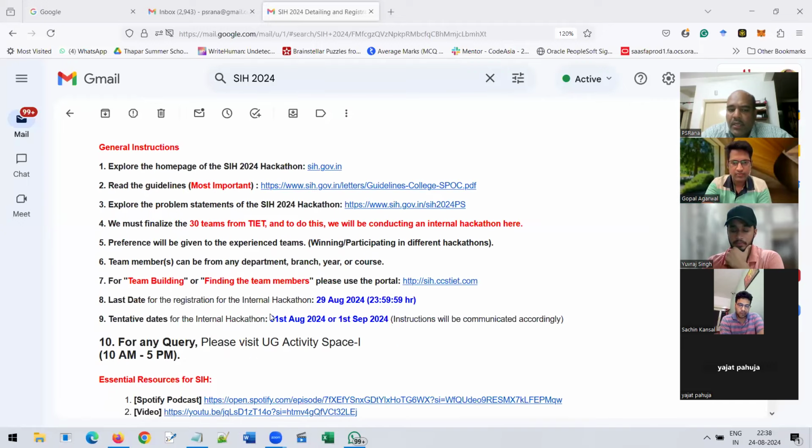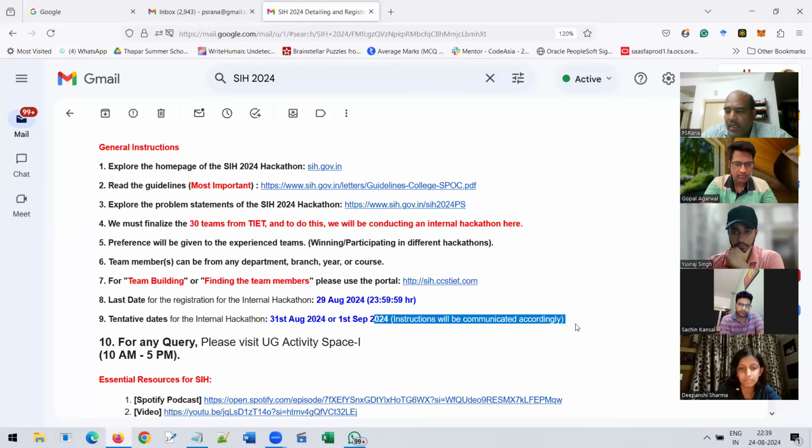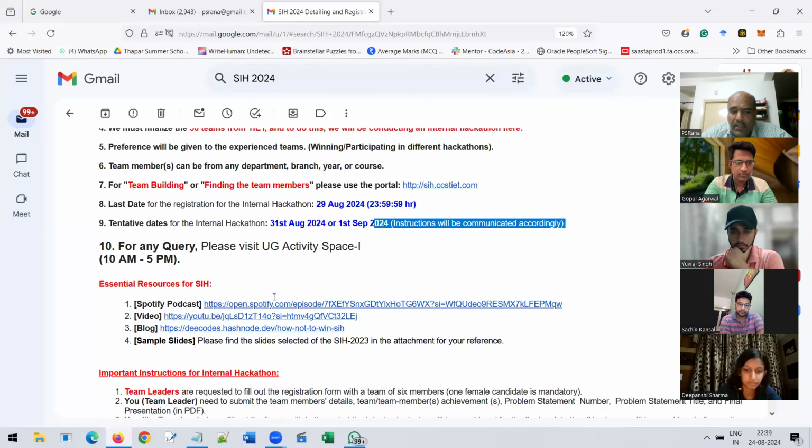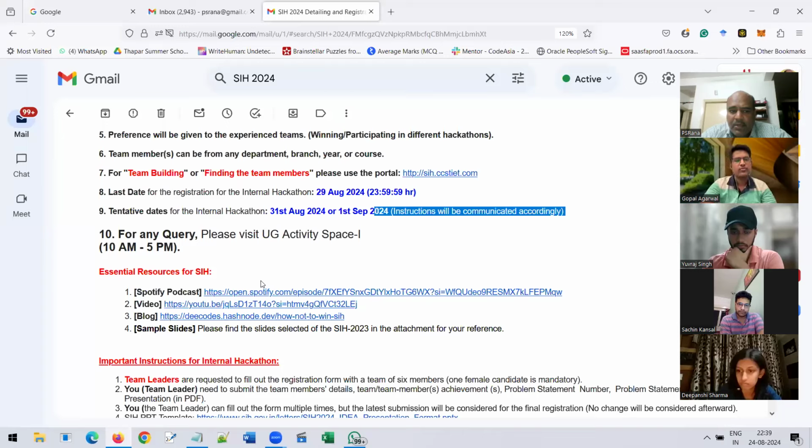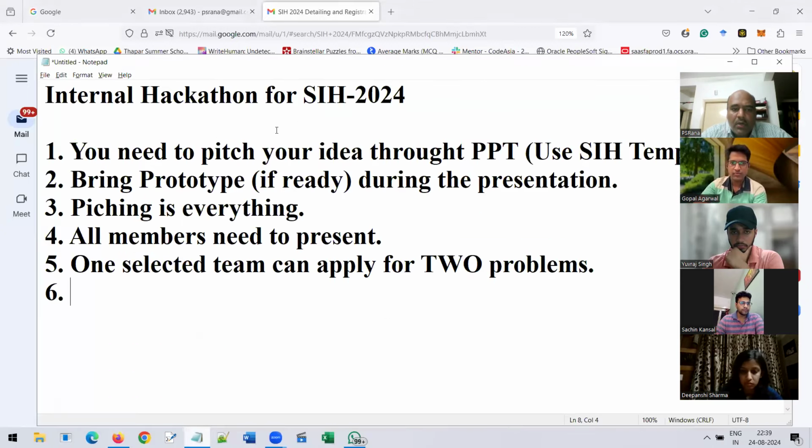We are planning the internal hackathon for 31st August or maybe 1st September, because 31st August is Saturday and 1st September is Sunday. The instructions for the judging I will communicate within 2 or 3 days. And the most important part is the PPT, because we need to select a team, so class, you need to pitch your idea through PPT.